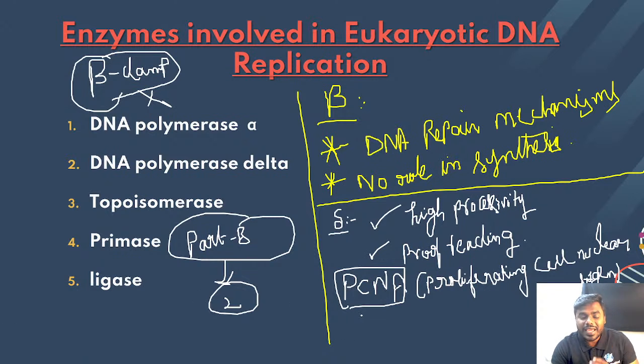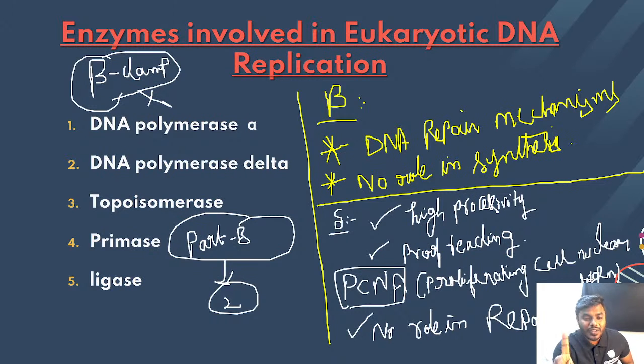And what is another unique function that I can highlight? DNA polymerase delta does not have any role in the DNA repair. No role in the DNA repair. Let me tell you one of the common points once again. Listen to me carefully. In case of a prokaryotic organism, DNA polymerase 3 is the major enzyme. DNA polymerase 3 is only involved in the polymerization and proofreading, but it does not have any role in the DNA repair mechanism.